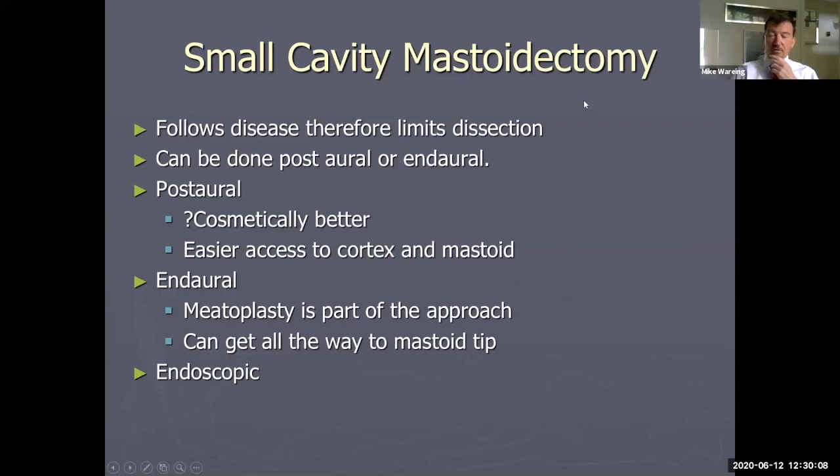The problem is also that there are lots and lots of different names of what people call these things. Small cavity mastoidectomy to the disease therefore limits the dissection. The approach, you can do it postaural, you can do it endaural. Many of my previous registrars will know that probably one of my favorite go-to treatments is an endaural small cavity inside out mastoidectomy.